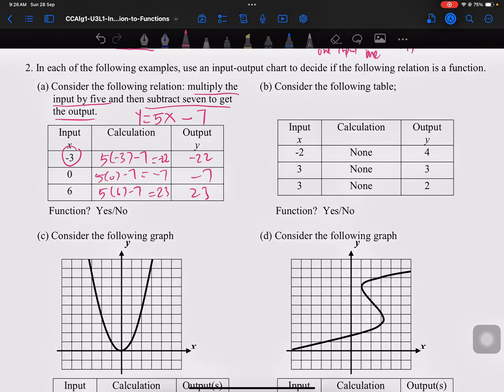B. So the input appears twice with different outputs. No, input 3 has two outputs.